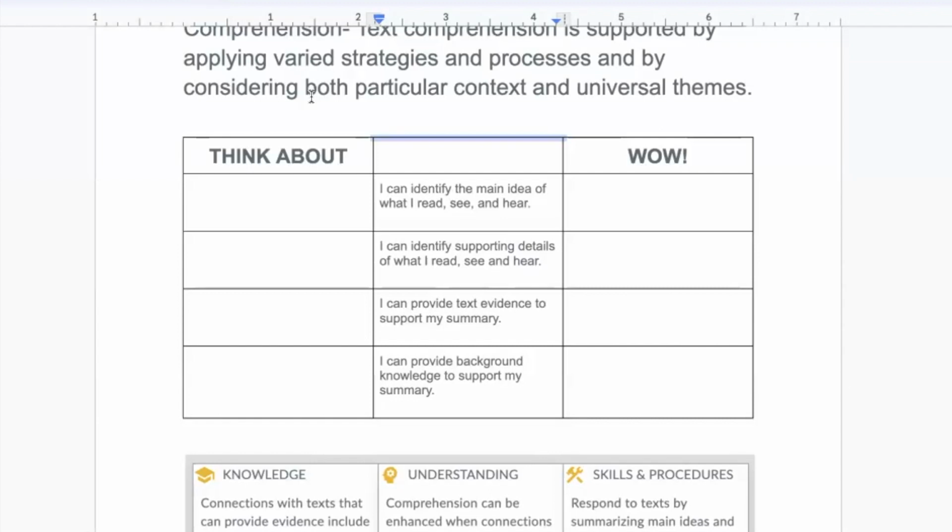The ongoing question all the time is, how do you know that? What makes you think so? And so I can use evidence from what I read, saw, or heard to say this is the main idea on page 3, and so on and so forth. And the fourth piece is I can provide background knowledge to support my summary. What is something in your life, text to self, text to text, text to world, that also helped you to create a summary with a main idea and supporting details? And so that's how we built this grade 5 piece.